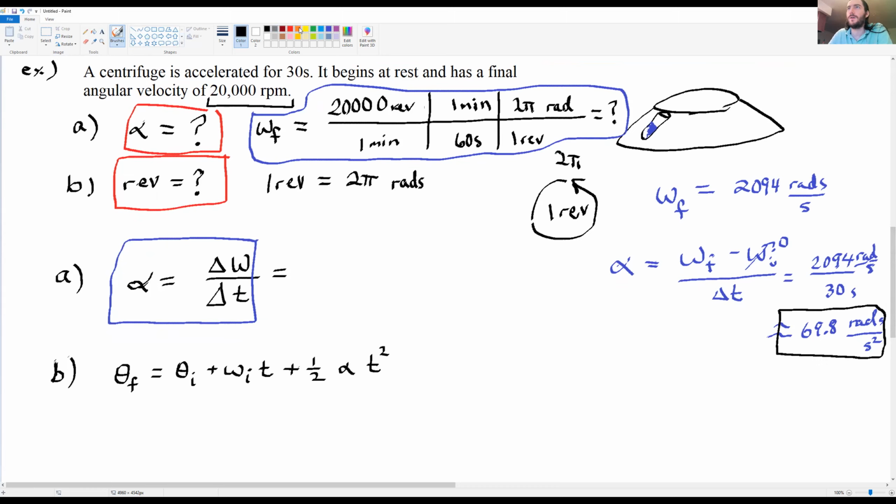Those of you working on part B should notice that you're free to choose your coordinate system, so you can make theta initial 0. The initial angular velocity is also 0 because it begins at rest. And you come up with this formula that maybe you have seen before: theta is 1/2 alpha t squared. Looks an awful lot like x equals 1/2 a t squared, right?